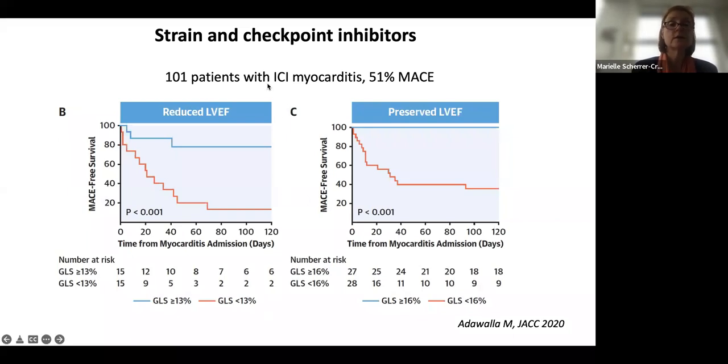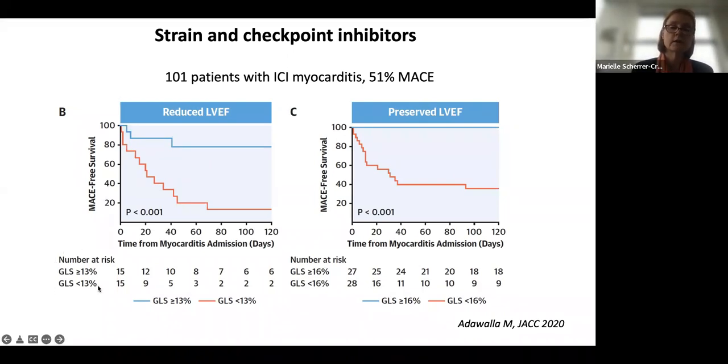But here is the echo part, which I'm going to present. And this was in 101 patients with immune checkpoint inhibitor myocarditis. It was a multi-center study. And look at the rate of MACE that they developed, 51%. So obviously a rare condition, but very severe. And the role of strain in these patients may be somewhat encouraging.